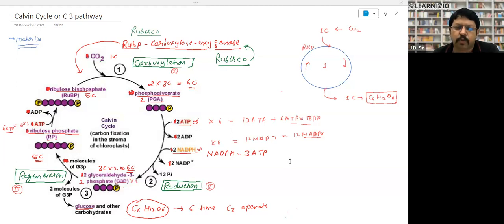Okay, so what I want to check is that you have to check with your notebook whether I explained it or not. Have you jotted it down, all these three steps: carboxylation, reduction, and regeneration, these three steps of the Calvin cycle? Because this is important for your school examination. You'll get the question from this part. No, sir, I didn't write this, so last class I wasn't there. Thursday. Okay, last class you were not there.